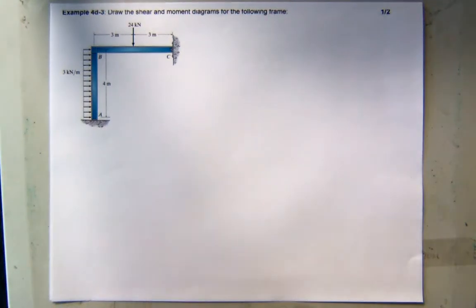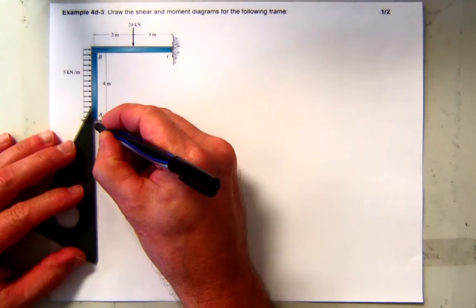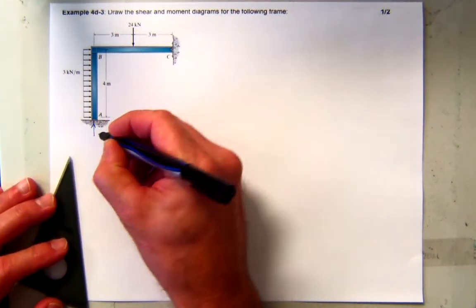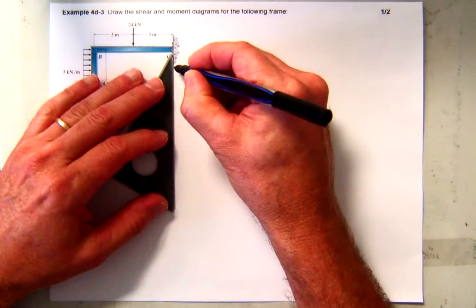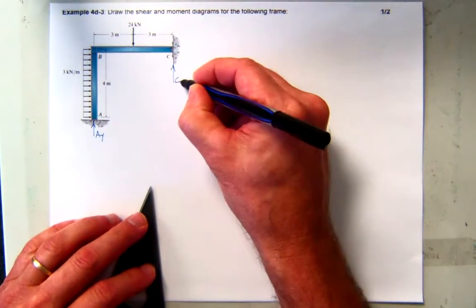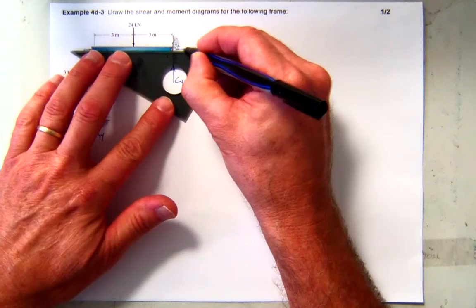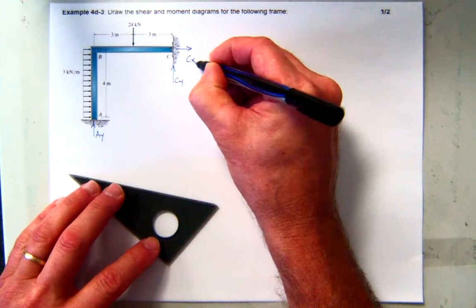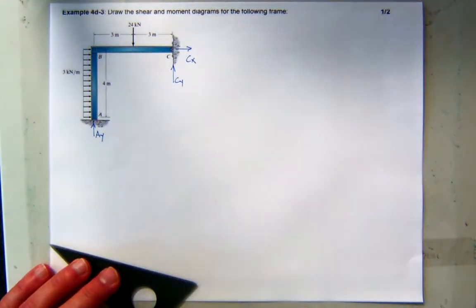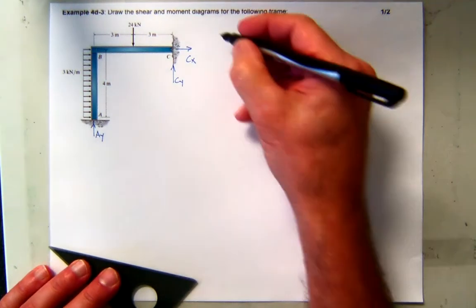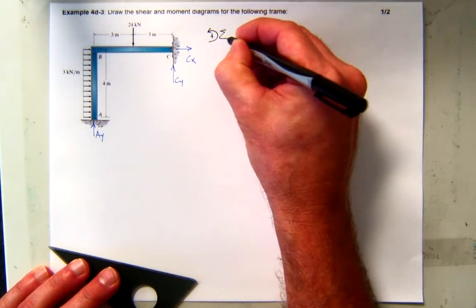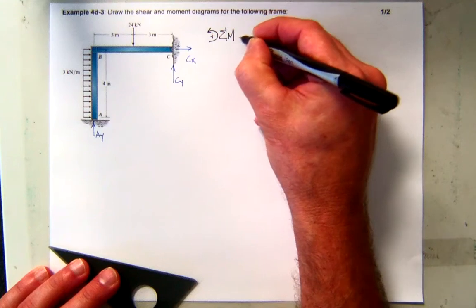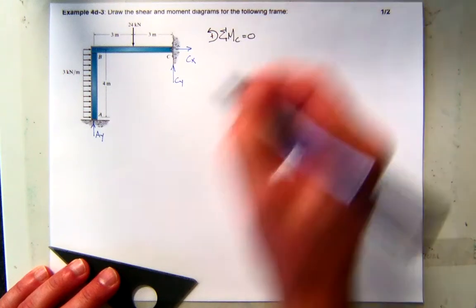Okay, so with that as background, I'll go ahead and assume that I have a Y reaction at A and one at C in both the X and Y directions. And then we'll go from there. So, like we've done a few times this semester, we will sum moments about a pin, maybe in this case C, and we'll make sure it's in equilibrium.